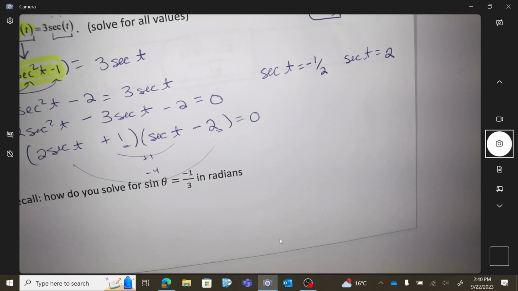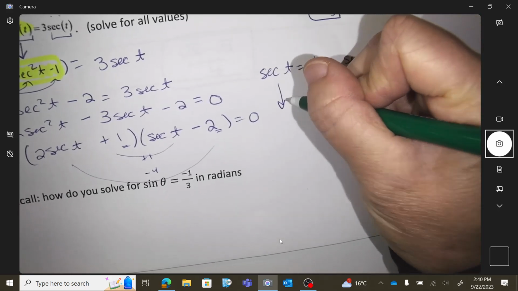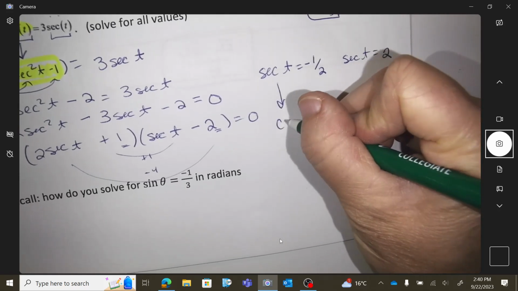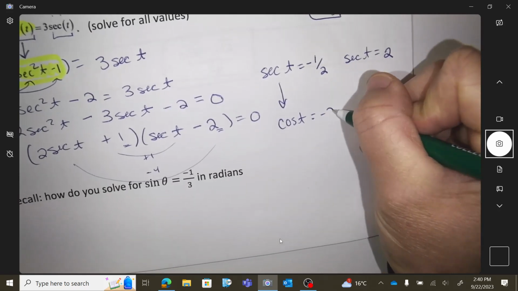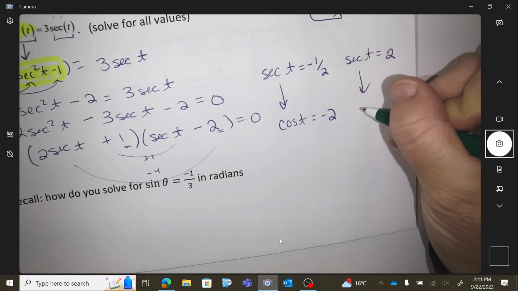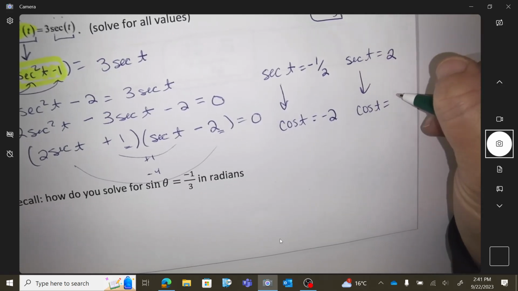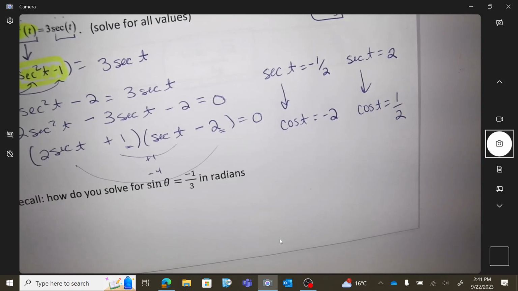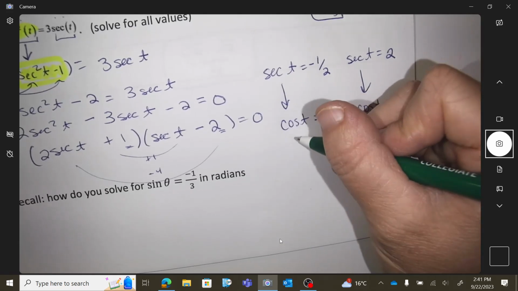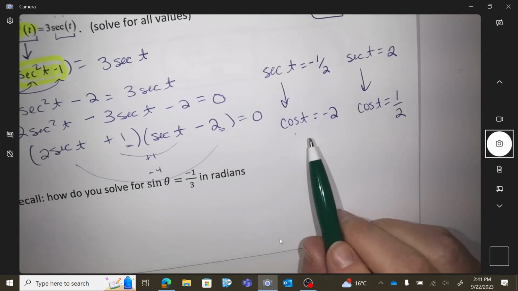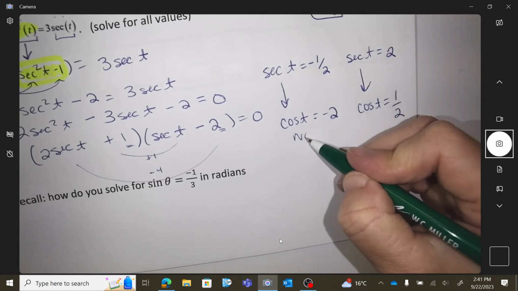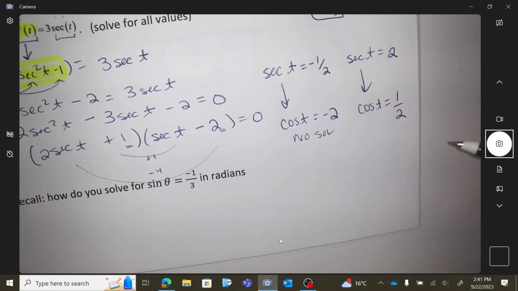Okay, we don't go to secant. What should we change secant into? Remember that? Cos of t would be negative 2. If we change this, it would go cos of t equals 1/2. Guess what this answer is? No solution. Nice. And look at this.